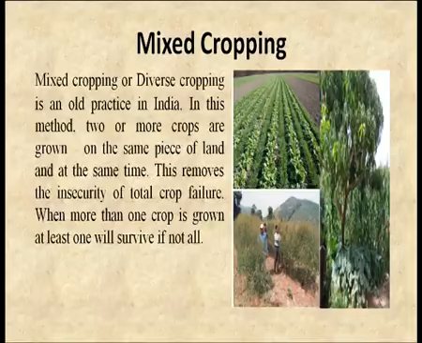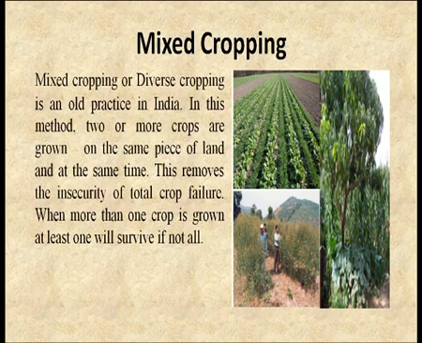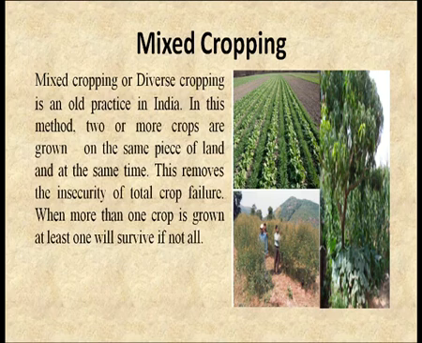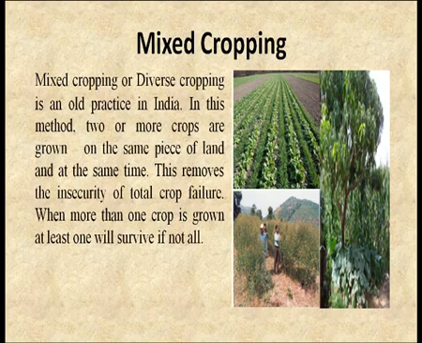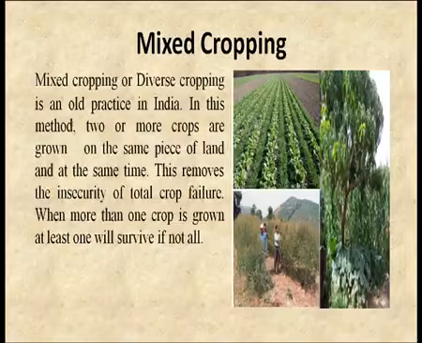First, we will take mixed cropping or diverse cropping, which is an old practice in India. In this method, two or more crops are grown on the same piece of land and at the same time. This removes the insecurity of total crop failure. When more than one crop is grown, at least one will survive, if not all.